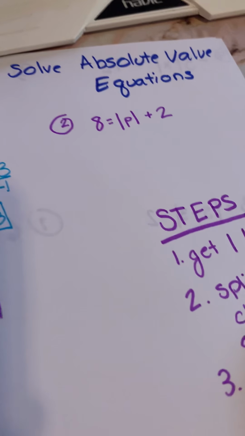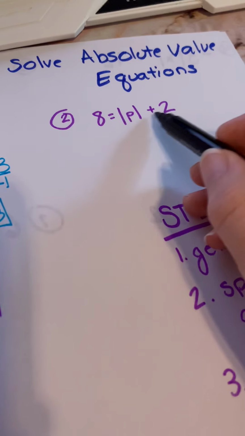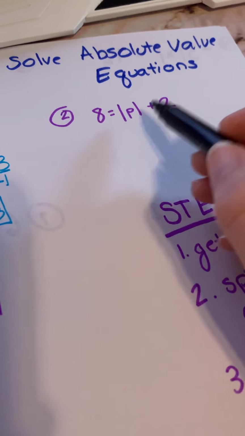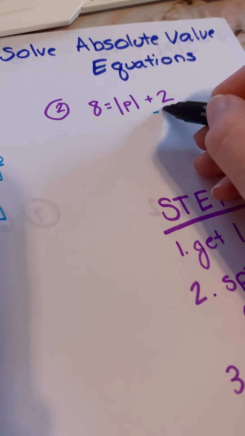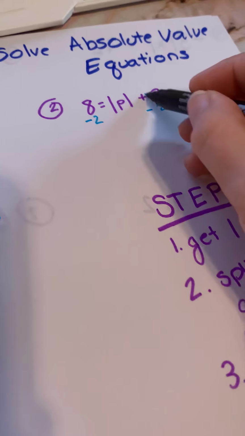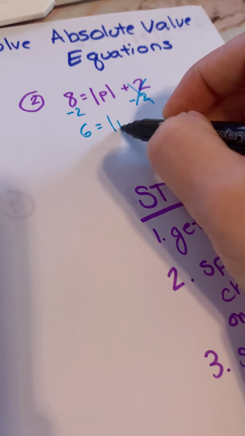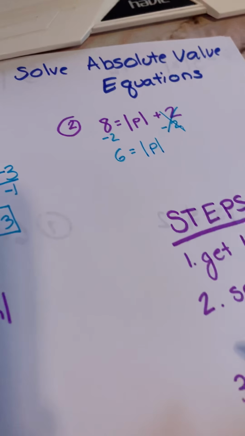Now let's look at number 2. This time, we've got something extra here. So before we can split it, we have to get the absolute value alone. So I'm going to subtract 2 from both sides first. 8 minus 2 is 6. And the absolute value of p is now all by itself.